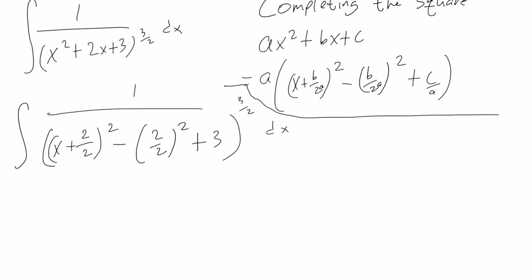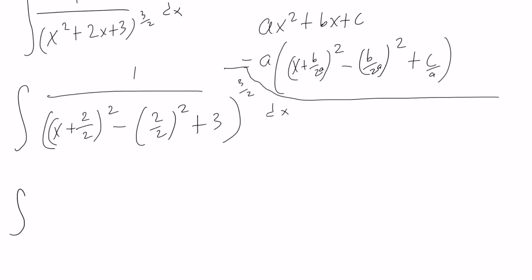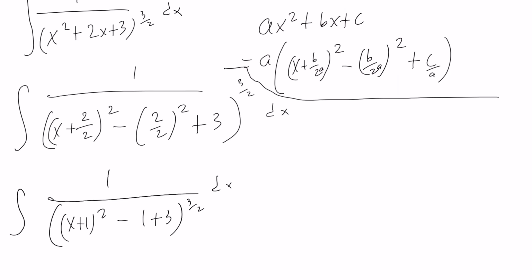Okay, it looks like the recording kind of cut out partway, but I think we got here. We explained completing the square, so I'll continue on from here. This becomes the integral of 1 over x plus 1 squared minus 1 plus 3 to the 3 halves dx. And minus 1 plus 3, that's the same as plus 2.